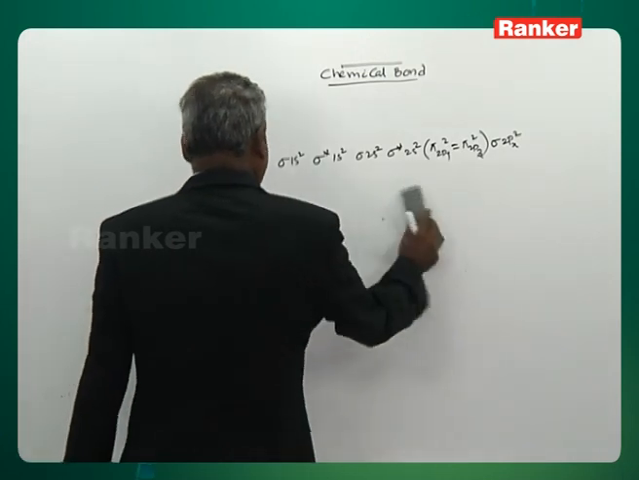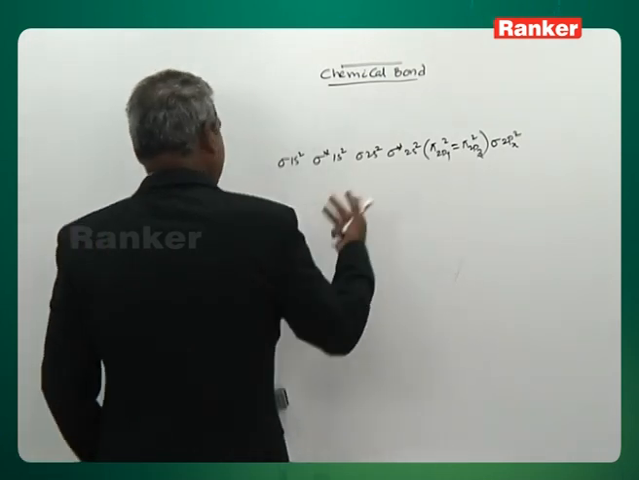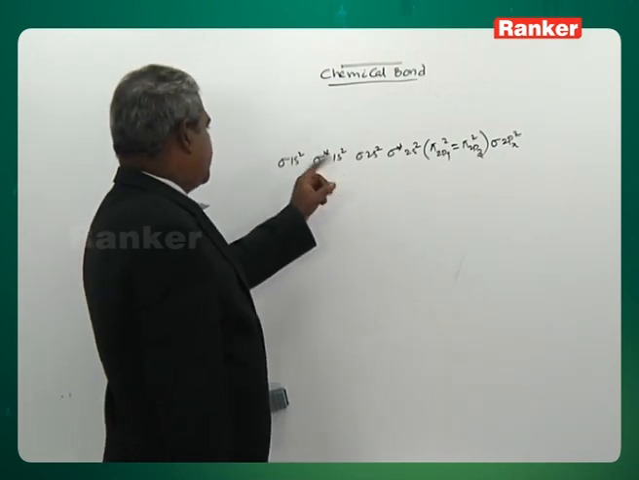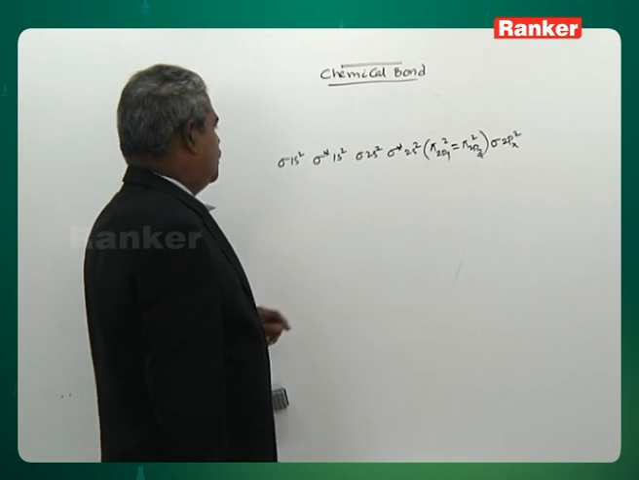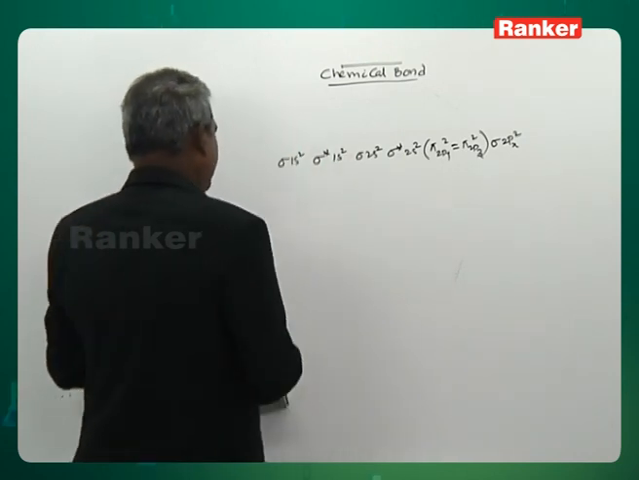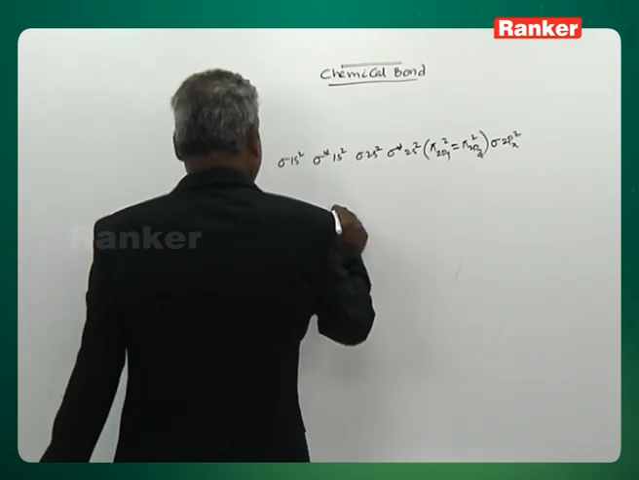Suppose 5 electrons are there. You can create an example suitably. 5 electrons: 2, 2, 1. 6 electrons: 2, 2, 2. When can you have Li2?